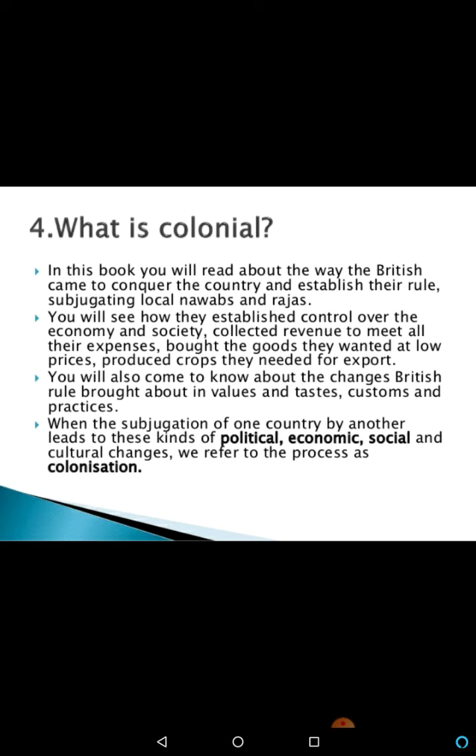Next topic is what is colonial. In this book, you will read about the way the British came to conquer the country and establish their rule, subjugating local Nawabs and Rajas.